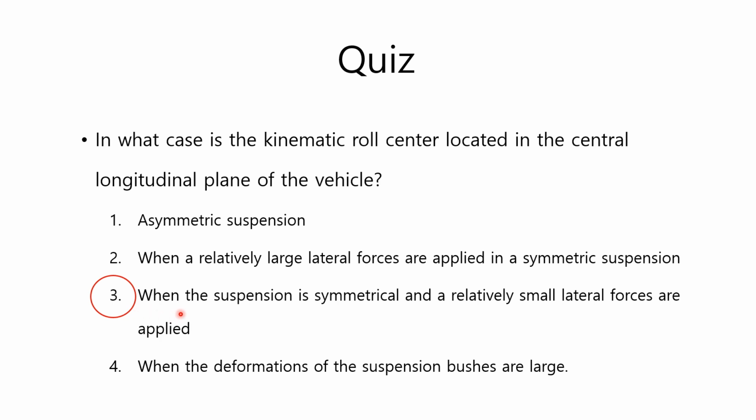When the suspension is symmetrical and a relatively small lateral force is applied, so the body roll angle is small, the kinematic roll center is located in the central longitudinal plane of the vehicle, so number 3 is the correct answer. When the deformations of the suspension bushes are large, the installation angles of the suspension links change, so the kinematic roll center is not located in the central longitudinal plane of the vehicle.